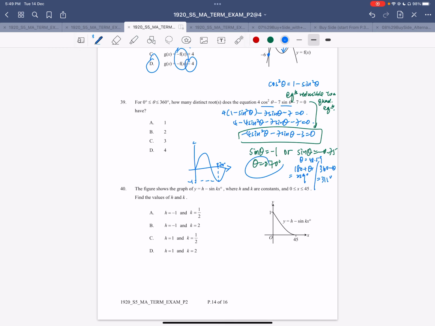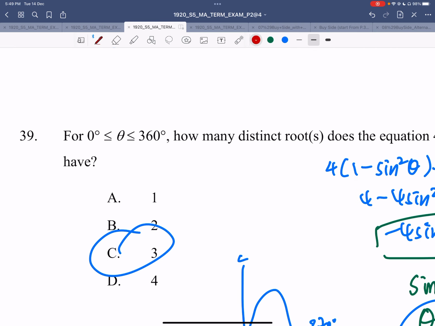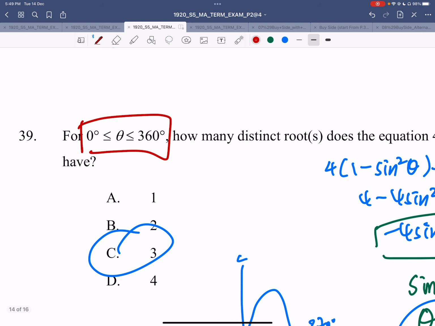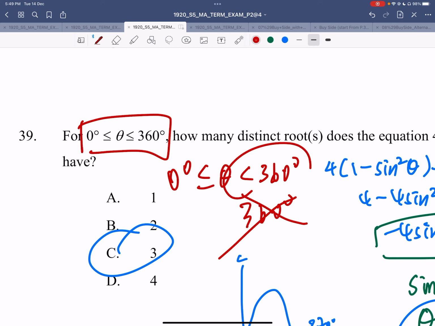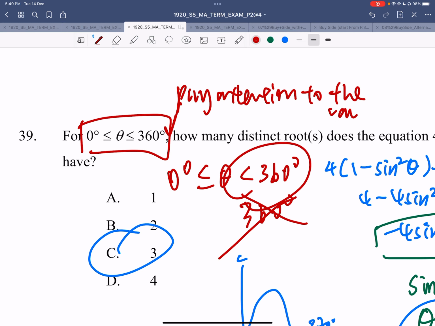So you can see there are 3 distinct roots, right? So the answer is 3, okay? And also, for this type of question, I would like to warn you, please pay attention to the range, okay? Sometimes if the range is like this, then 360 is not a possible root because it is excluded from the range, okay? So pay attention to the range. So the answer for this question is C, okay?